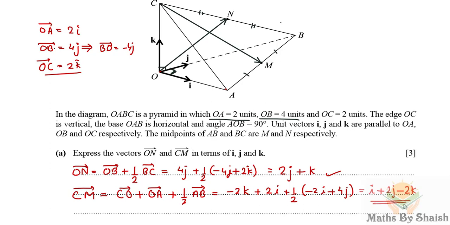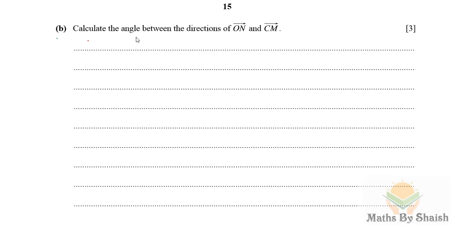Let's discuss the next part. And here is the B part. Calculate the angle between the directions ON vector and CM vector. Since we are talking about the angle between the directions, it does not matter where this vector lies, because vectors of equal magnitude and same direction are always equal. So it does not matter if you are drawing this vector here or here. ON vector, from the previous part, is 2j plus k, and CM is i plus 2j minus 2k.